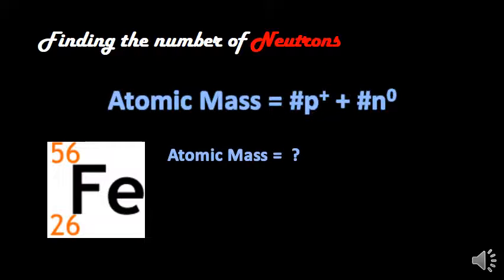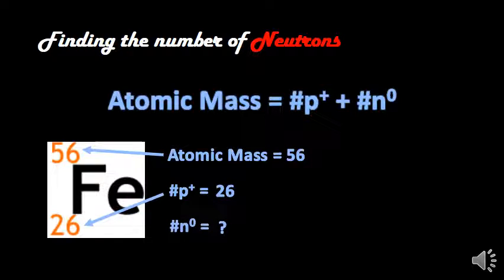Here we go. The atomic mass of iron is 56. The number of protons of iron, 26. So if you substitute those values into that equation, the number of neutrons is then 30.